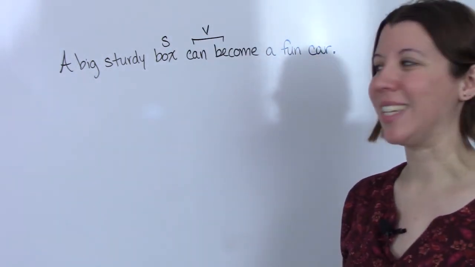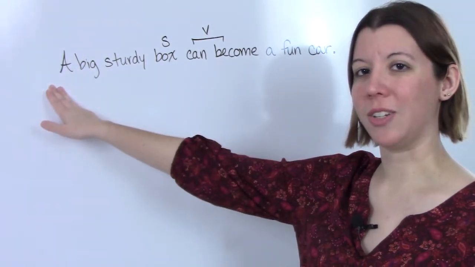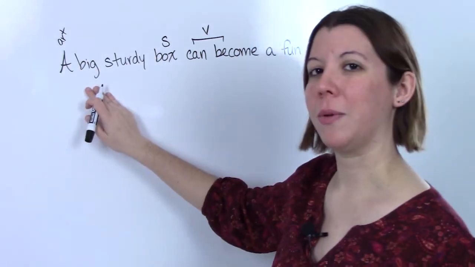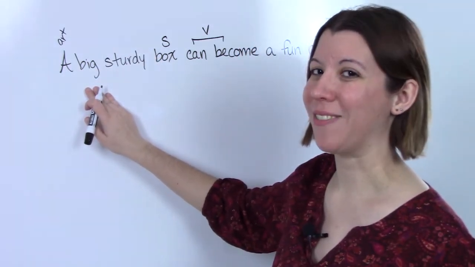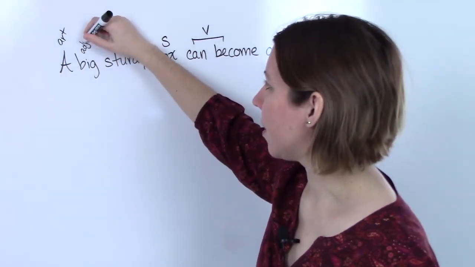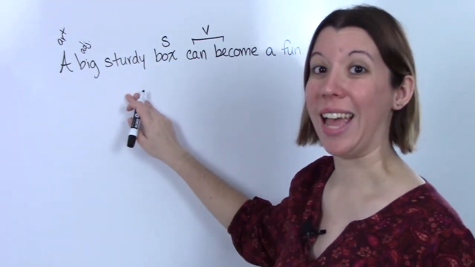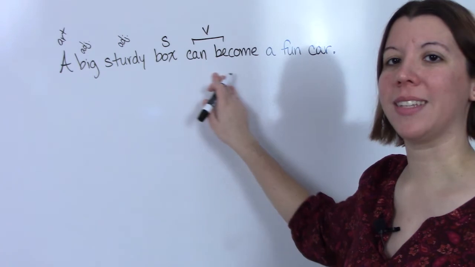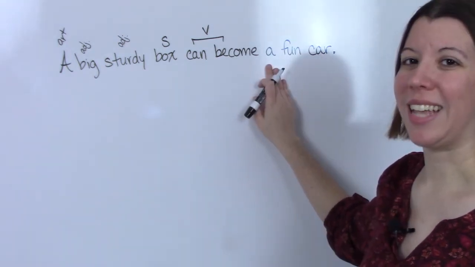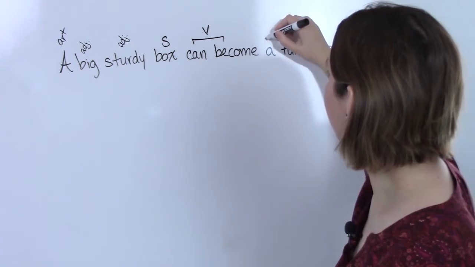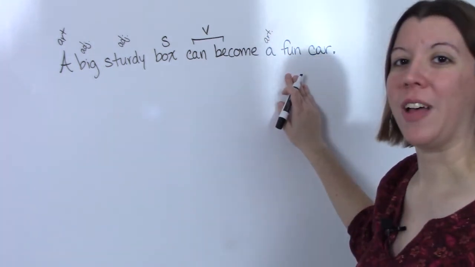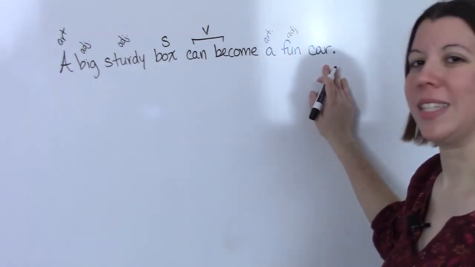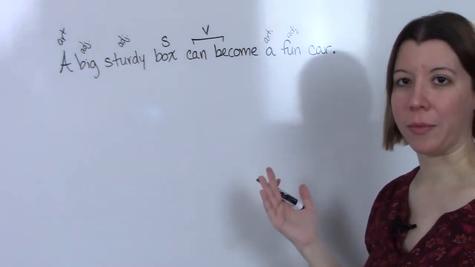Let's go back to the start of the sentence. A is what part of speech? Article. How about big? What part of speech is big? Adjective. Very good. And sturdy? Another adjective. I already labeled box and can become. I'm looking at this A. It's still an article. How about fun? Fun is an adjective. And what's the deal with car? Car is a noun, right?